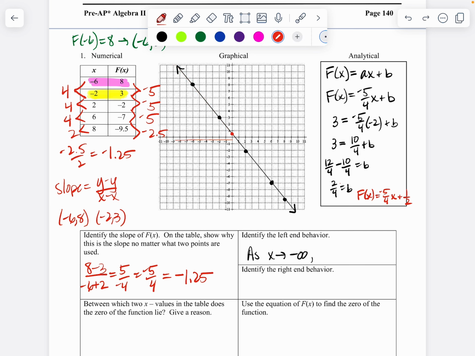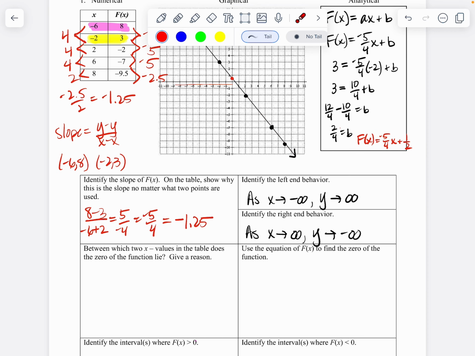So let's back out of there. So y is going to head to positive infinity. And on the right end, as x approaches positive infinity, y is heading to negative infinity. As we go out to the right, as the x values get larger and larger and larger as coordinate pairs, as the x's get larger, the y's are getting more and more negative.